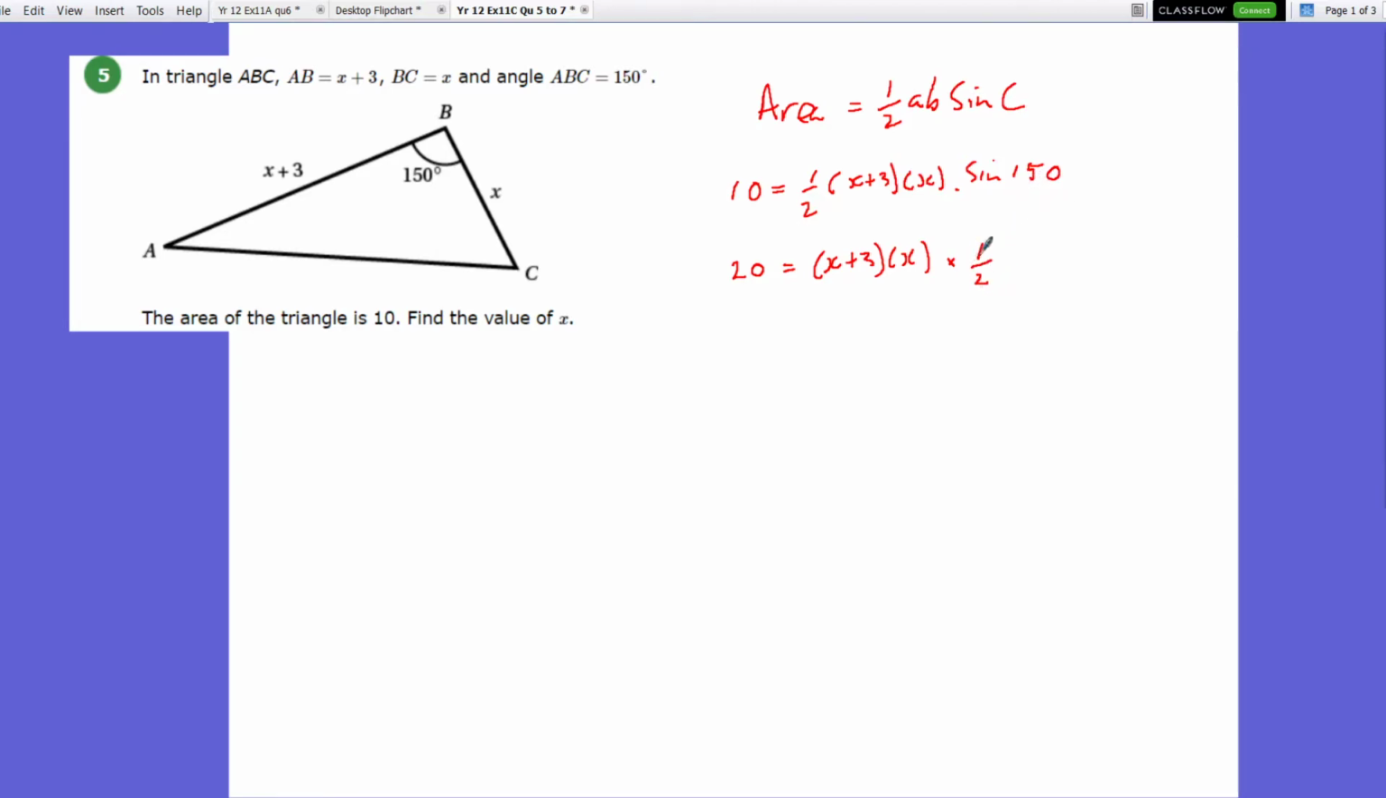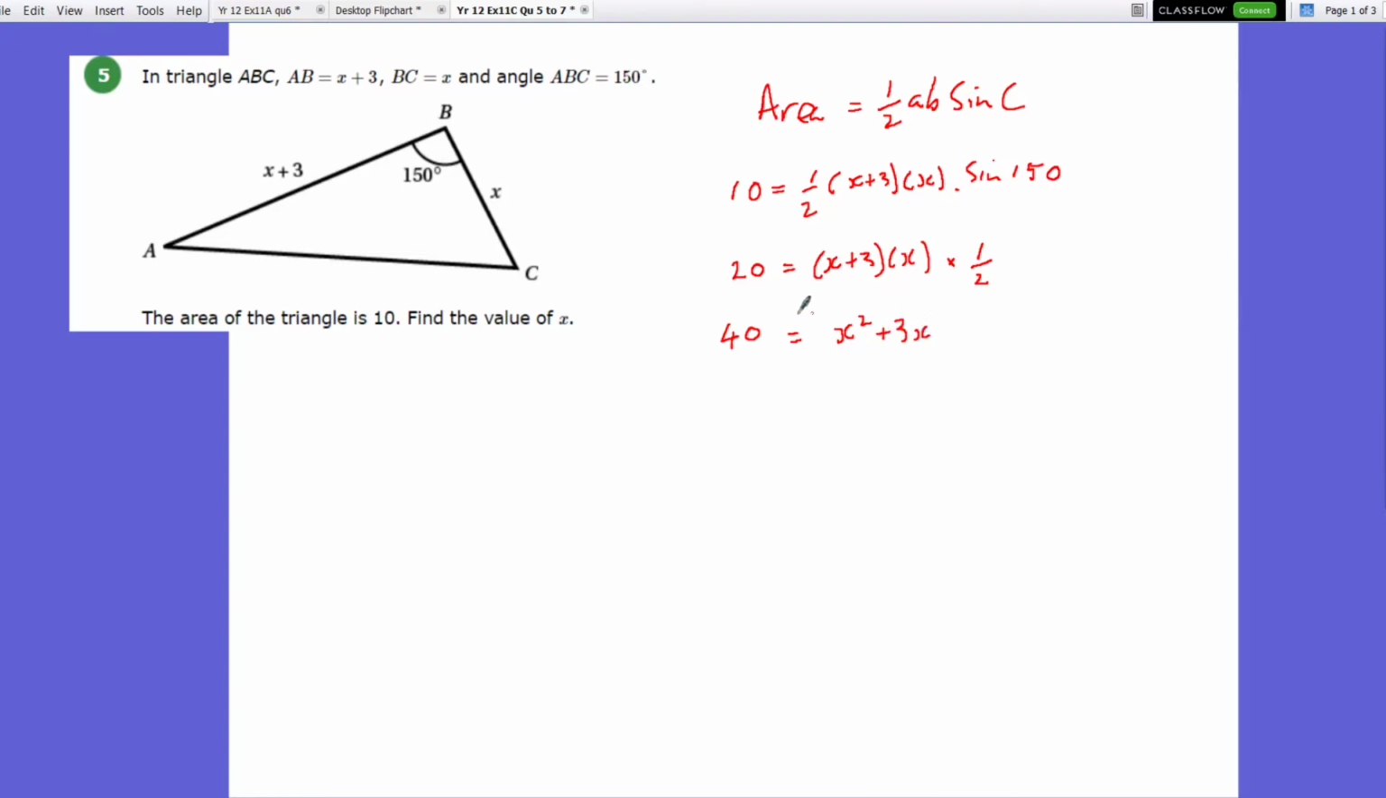And again, how do we get rid of this half? Well, get rid of the half by doubling it, so we're going to double both sides, or we could divide both sides by a half, and either way we'll get 40, because there are 40 halves in 20, which is equal to, now I'm going to expand this out, x times x is x squared, and x times 3 is 3x.